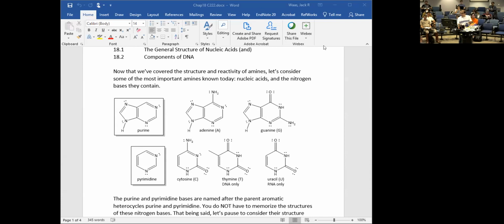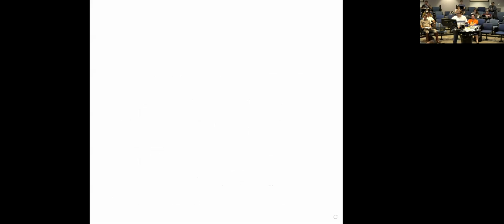Let me see if I can make my whiteboard a little bit smaller, because I want to still be able to refer to these structures. And then we'll go on the whiteboard. That wasn't as I intended. There we go. That's better.